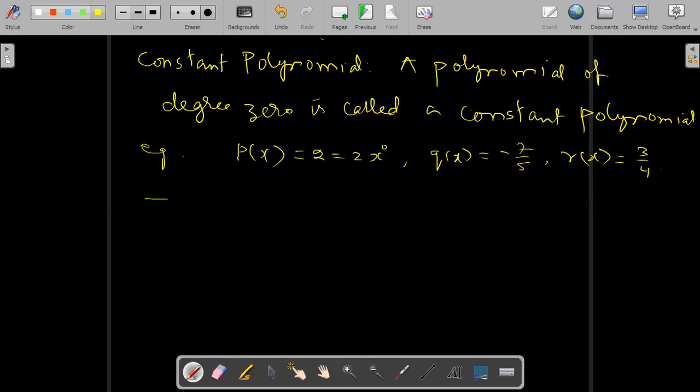Then zero polynomial. Zero polynomial means the constant polynomial zero is called the zero polynomial. The degree of the zero polynomial is not defined. No degree.